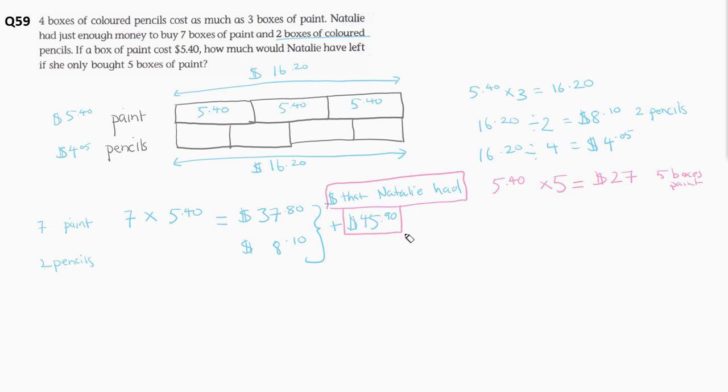And so we need to take 27 away from 45.90. All right, so 45.90, take away 27, and that is going to give us 18.90. Okay, and that's what she would have left. That is our final answer.